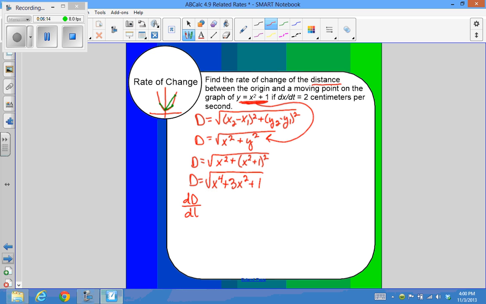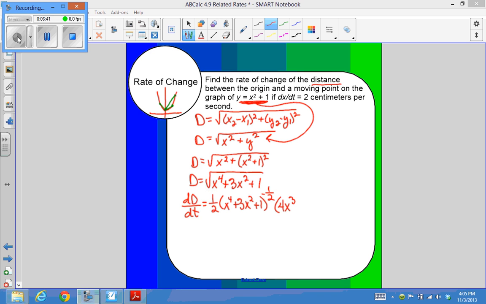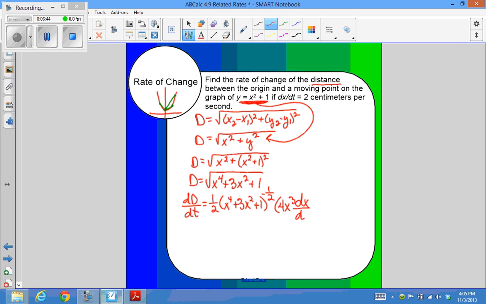So I have dD/dt equals 1/2 times (x to the 4th plus 3x squared plus 1) to the negative 1/2, times, by the chain rule, (4x cubed plus 6x) times dx/dt, and that should take care of that because the derivative of 1 is 0.